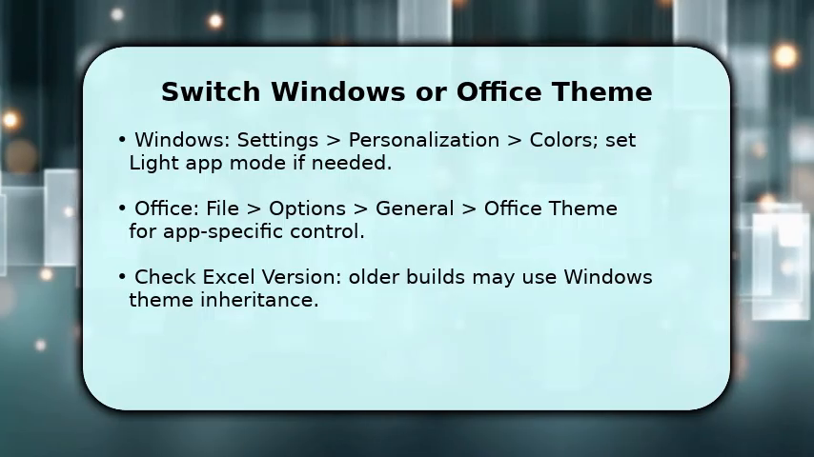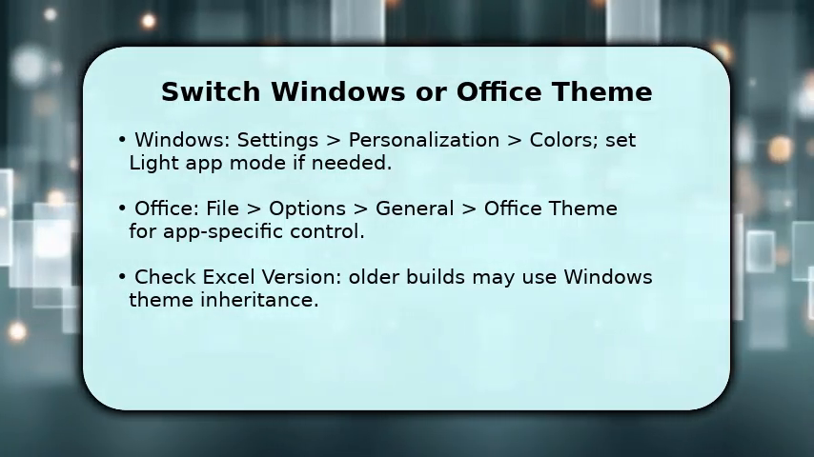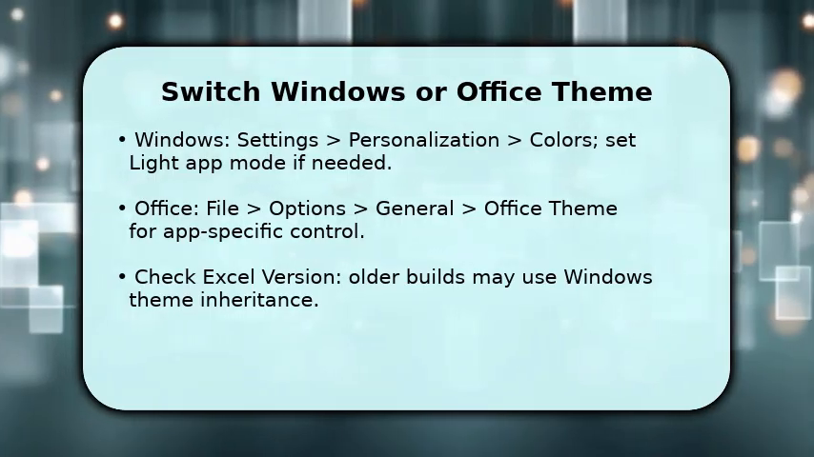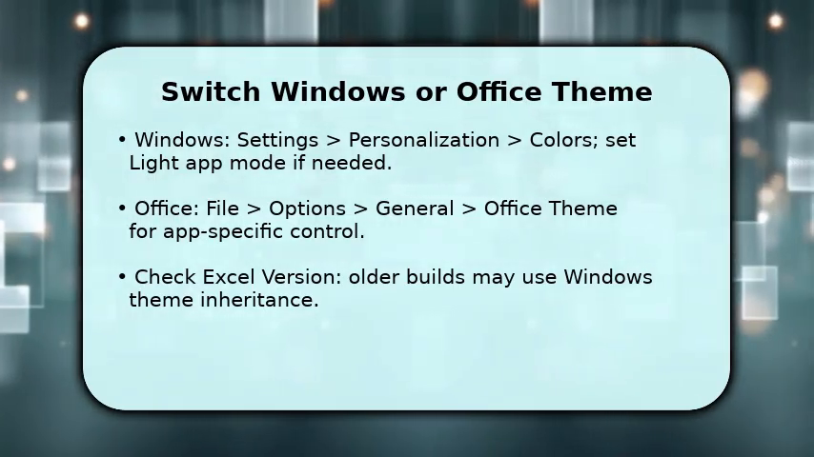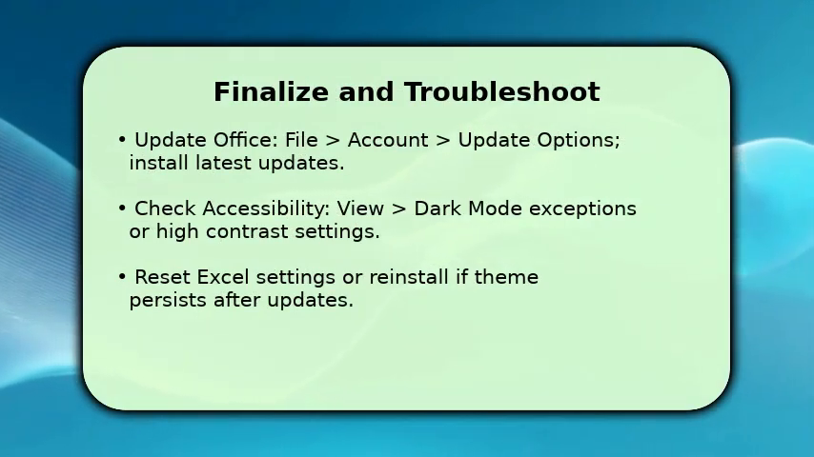Note that some older Excel builds inherit the Windows theme, so updating Office can prevent unexpected reversion. Keep versions aligned across devices for consistency. Finish by updating Office. File, Account, Update options. Install any pending patches because fixes often address theme bugs.